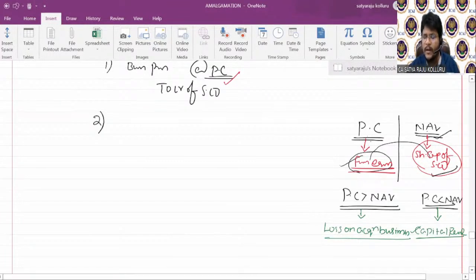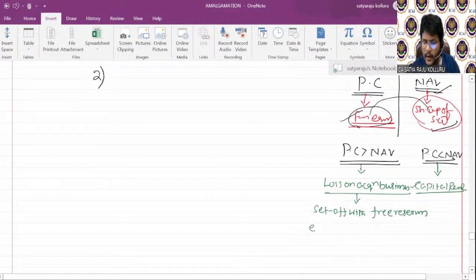I mean to say, such a loss on acquisition of business taken over should be set off with free reserves. Free reserves existing in reserves and surplus after takeover of the selling company business by the purchasing company.